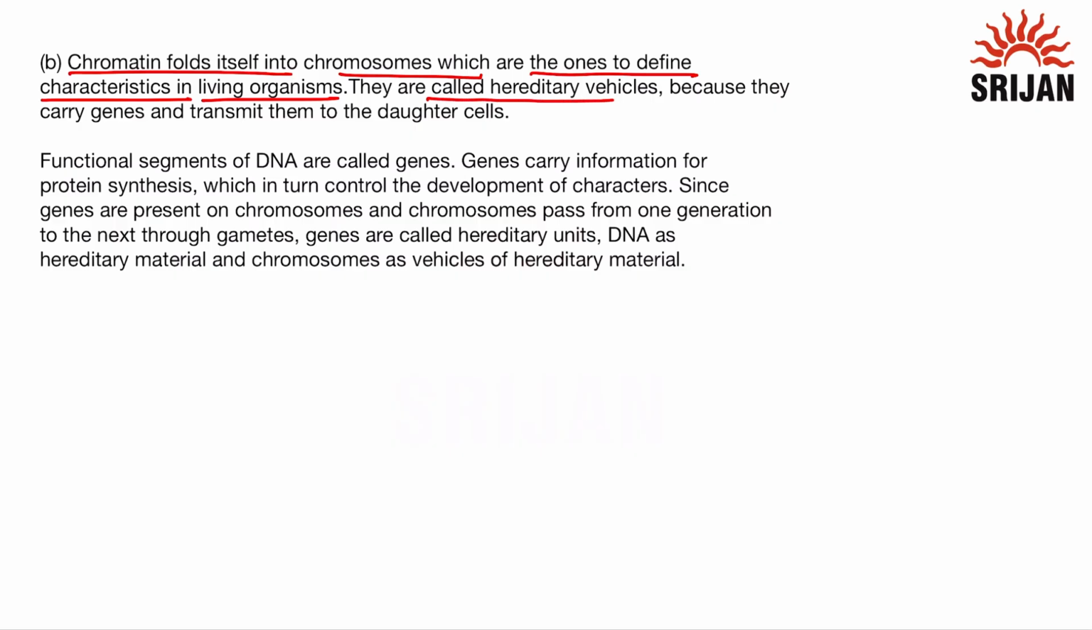They are called the hereditary vehicles because they carry genes and transmit them to the daughter cells. So they are known as hereditary vehicles as they help to transfer the genetic information from one generation to another. Now functional segments of DNA are called genes. So DNA has some segments which are called genes. Genes carry information for protein synthesis, which in turn controls the development of characters.